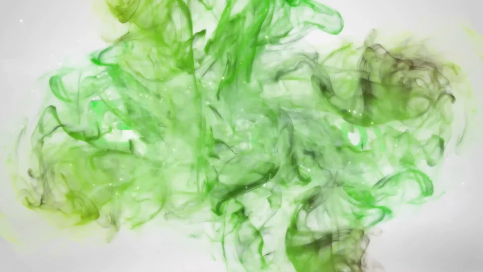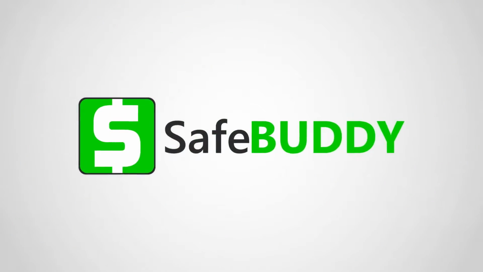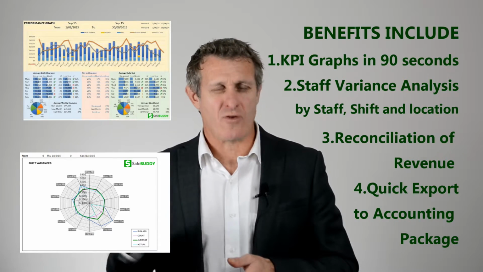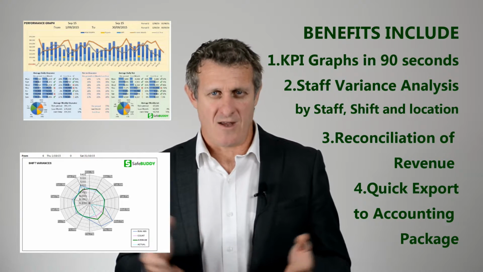Now, SafeBUDDY is a full-featured cash management solution for clubs and other hospitality venues. SafeBUDDY tracks the floats, cash, vouchers and banking that run through your main safe. There are many benefits why you would use SafeBUDDY, and we'll cover that in the first part of this video. These include key performance indicator graphs, analysis of staff shortages, as well as reconciliation of your revenues, and of course accounting exports.